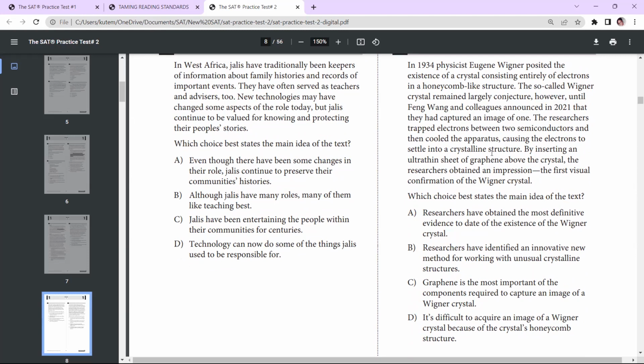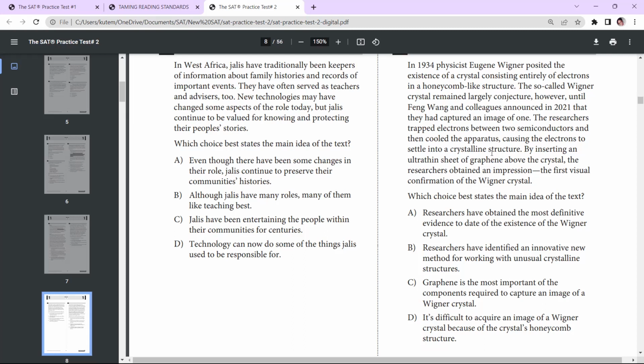The researchers trapped electrons between two semiconductors and then cooled the apparatus, causing the electrons to settle into a crystalline structure. By inserting an ultra-thin sheet of graphene above the crystal, the researchers obtained an impression, the first visual confirmation of the Wigner crystal.